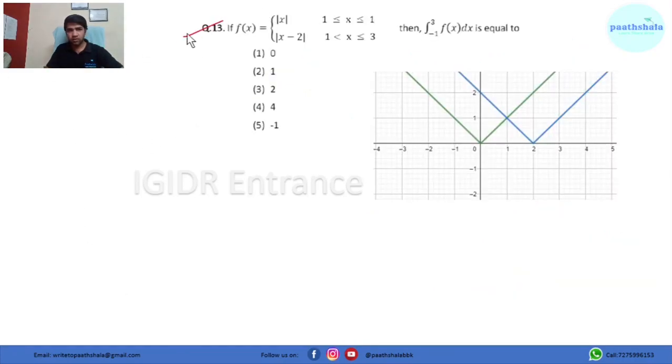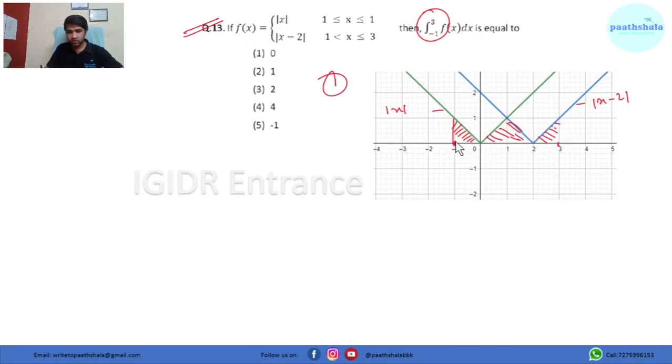This question can be solved with two methods. First, I am using the graphical method. Here you can see that I have drawn the graph. This is basically a graph of mod x, and this is the graph of mod x minus 2. So we have to find this integral, because you know that the integral gives you the area. So the area within this range, from this to this, will be our area for this graph.